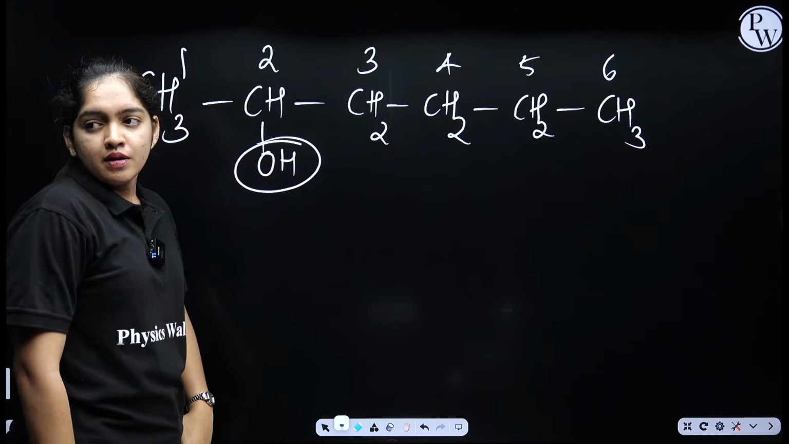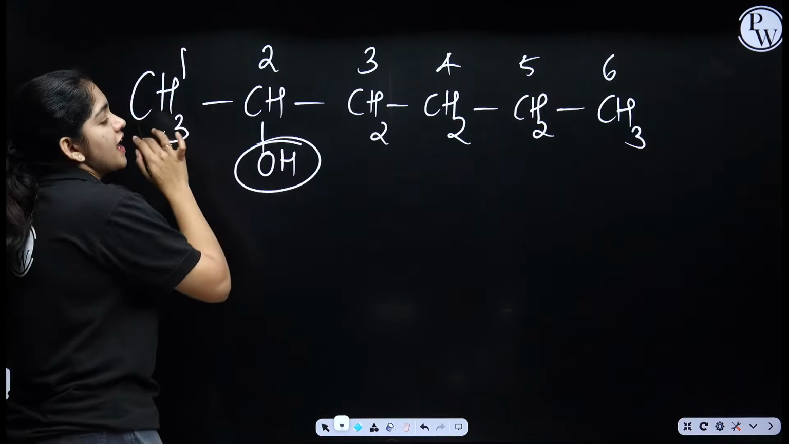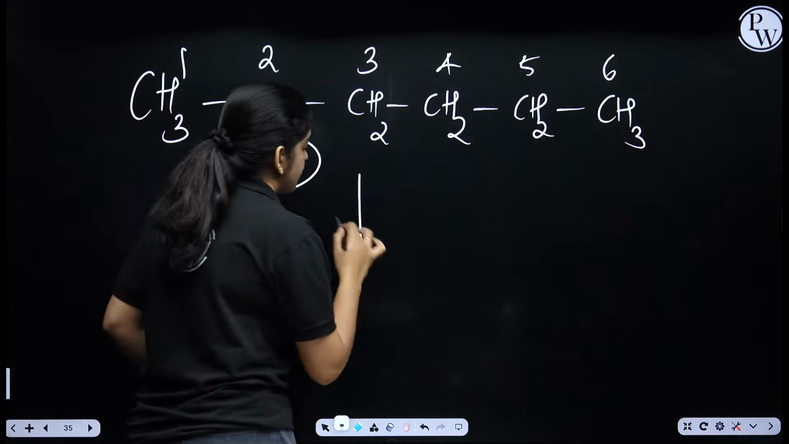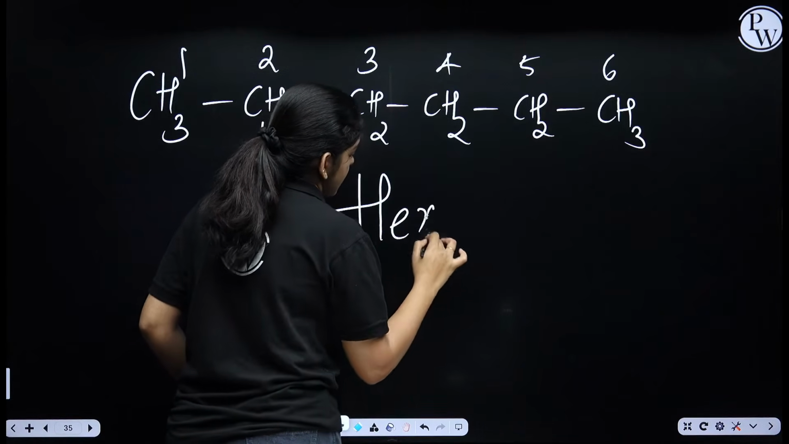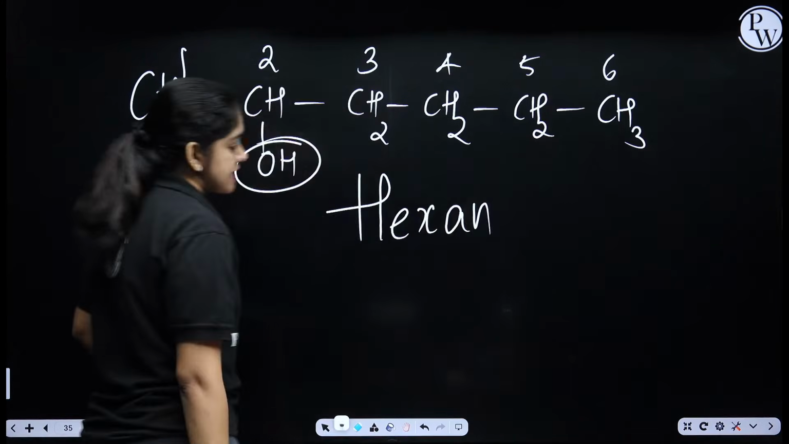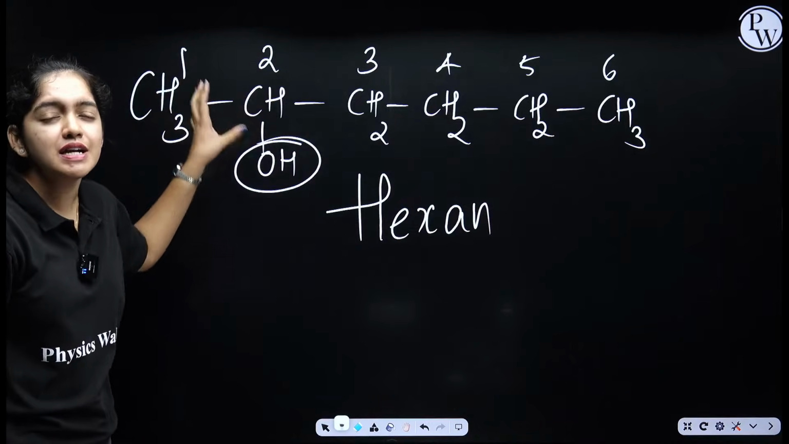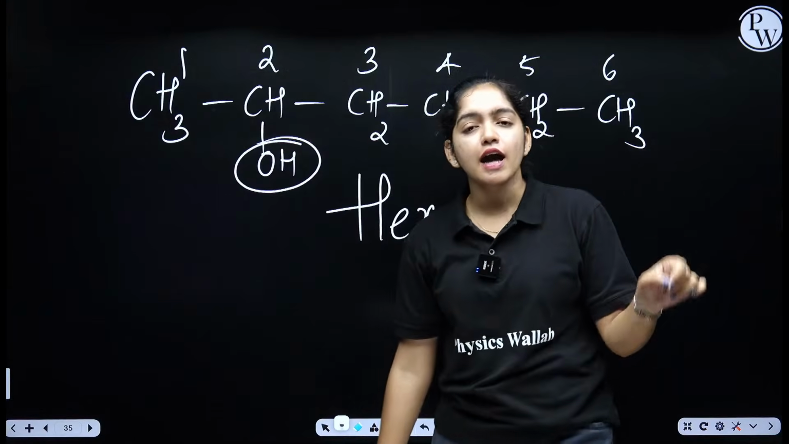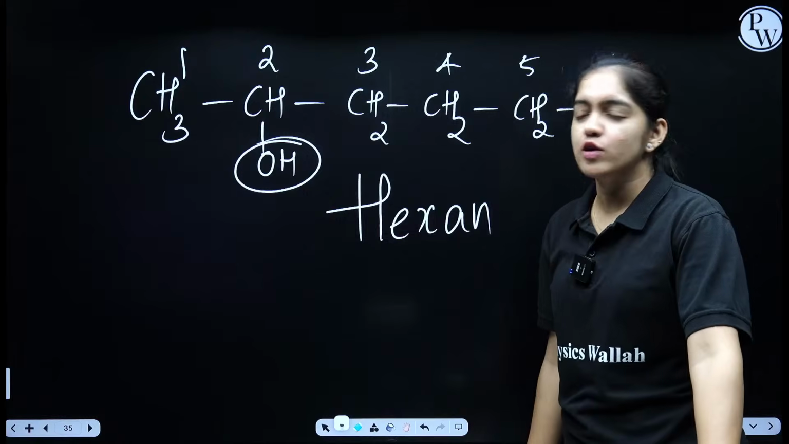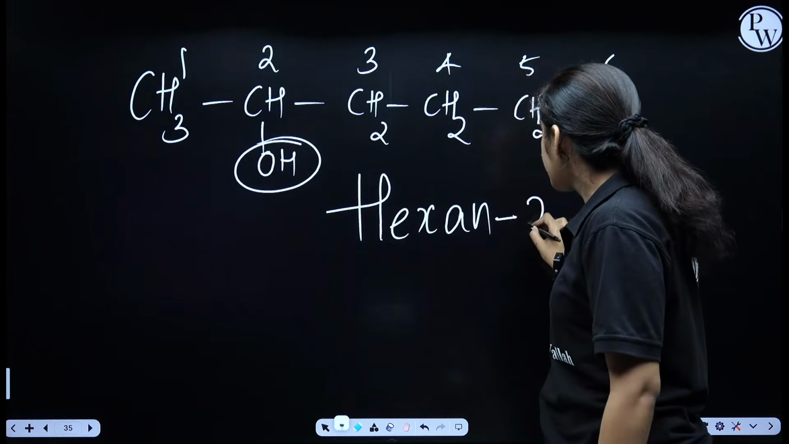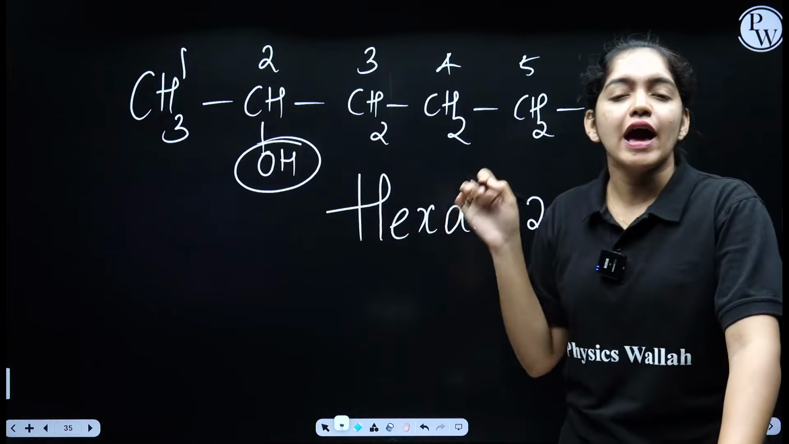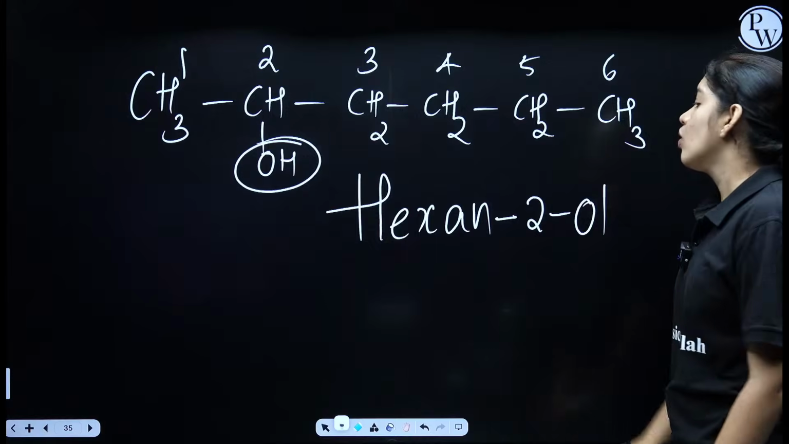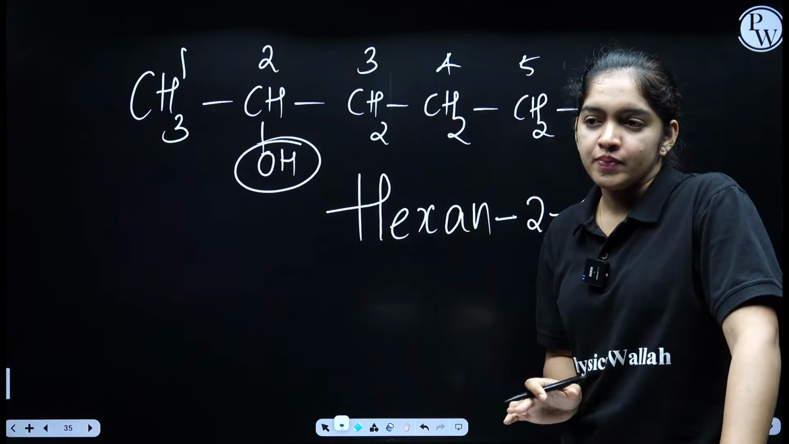Clear? Now we can write the parent chain name. 6 is the parent chain. 6 means what? Hex. H-E-X, A-N, we can stop here. Hexane. Then, what is at the second position? An alcohol, a hydroxyl functional group is present. The name will be like what? Just give a hyphen, give 2. If alcohol, that is OH, is present, the name will end with ol. Hexan-2-ol. Is that clear?